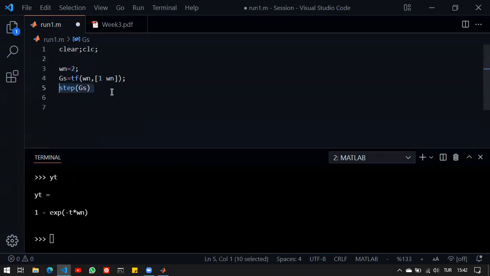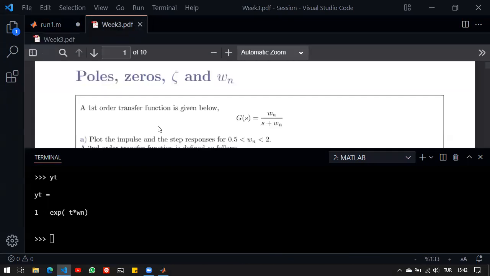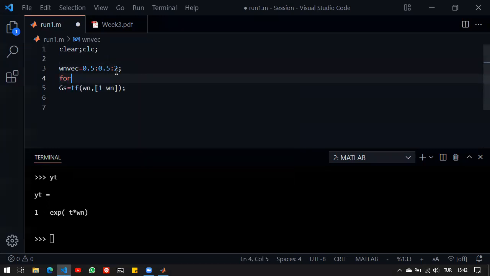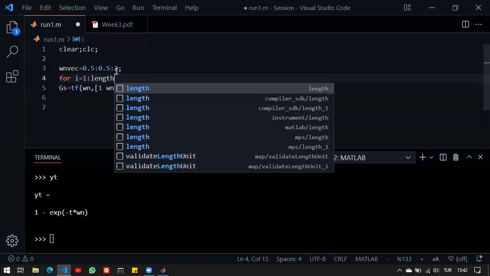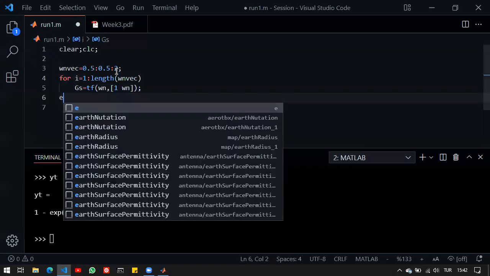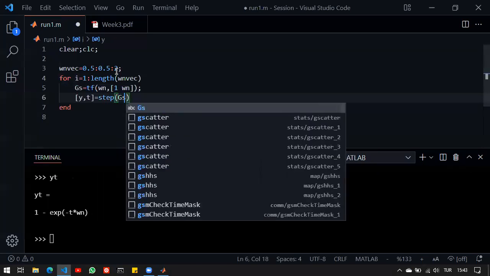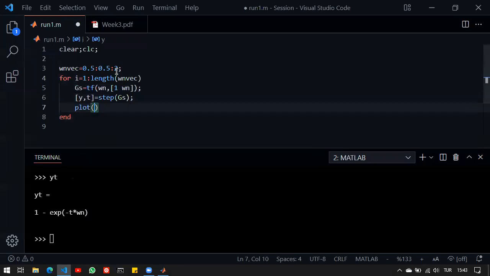Now, let's also see what the effect of omega n is. What we have to do is we have to vary it between 0.5 and 2. So let's have 0.5, and let's use 0.5 steps up to 2. So since I have a vector here, I need to use a for loop. For each element of omega n vec, we will define the transfer function G(s), and then we need the step response of G(s), and then we will use plot here, t comma y. Let's also add some line width.